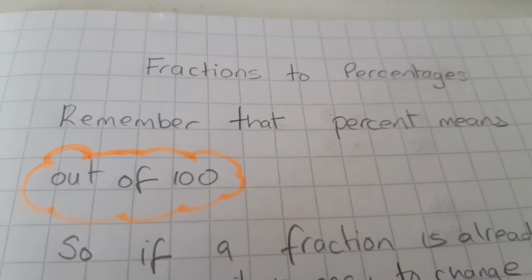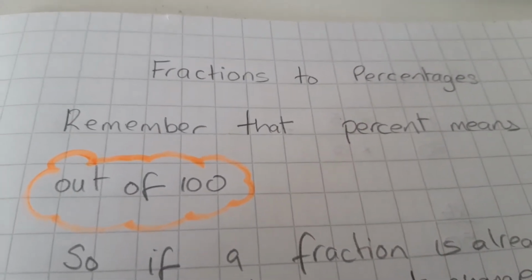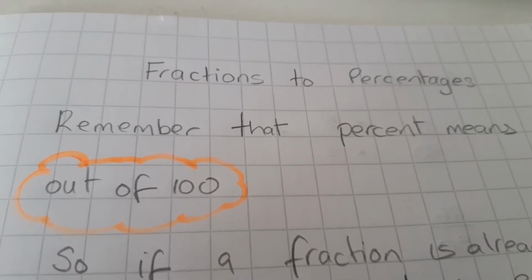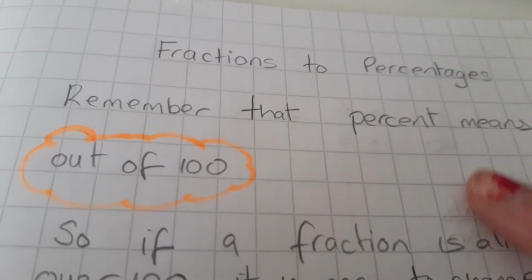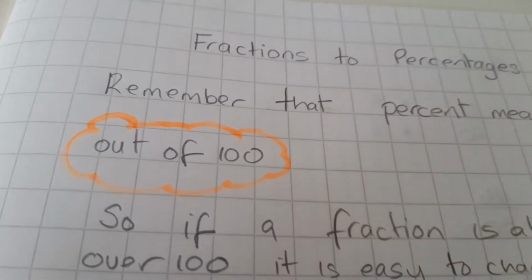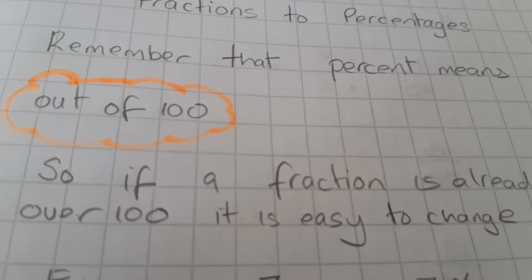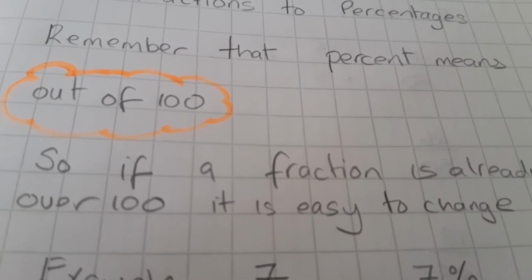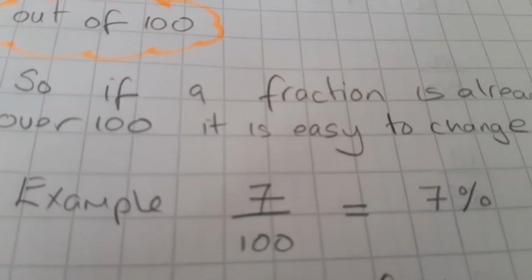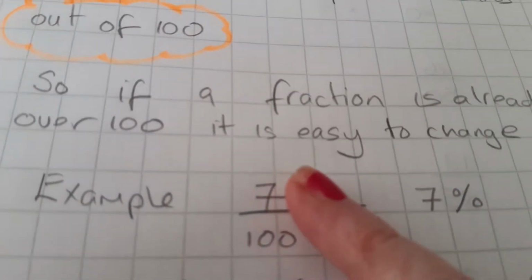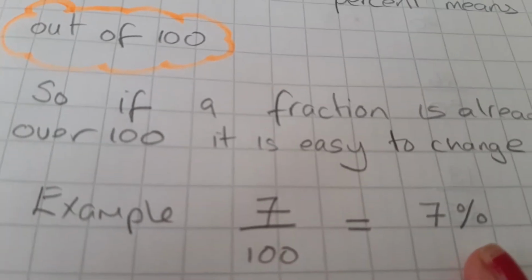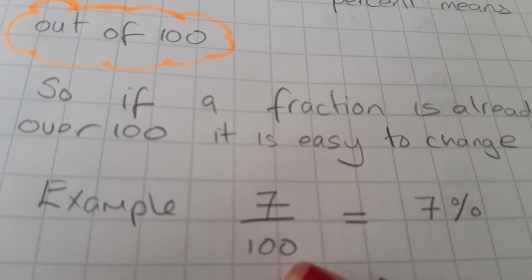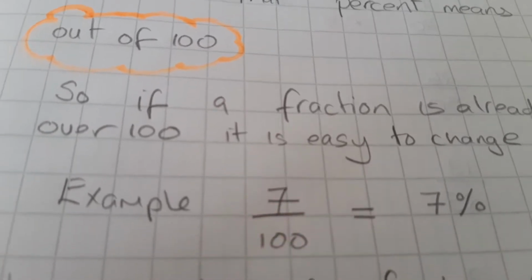Hi, now we're going to look at the other way around, from a fraction to a percentage. So go back to remembering what that word percent means. Percent means out of 100. So if a fraction is already over 100, it is actually really easy to change it to a percentage. For example, if you had 7 over 100, that just means 7%, 7 out of 100. So if it's over 100, really easy, you just use the top number.